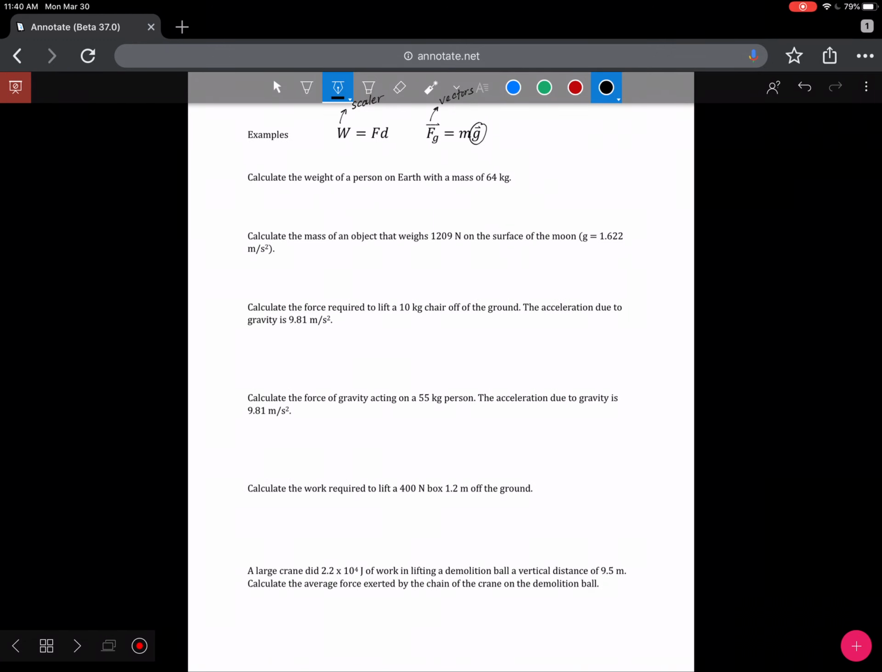So to calculate the weight of a person on Earth with a mass of 64 kilograms, when we're asked to calculate weight, it's going to be Fg equals mg. And so it's going to be 64 kilograms multiplied by 9.81 meters per second squared. And this will come out to, with two significant digits, 6.3 times 10 to the 2.